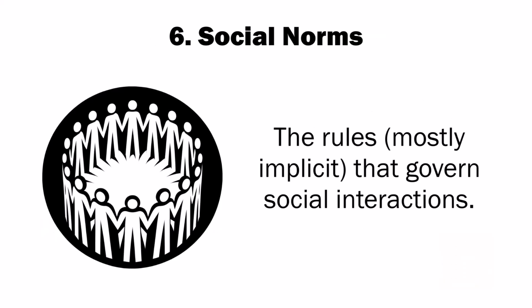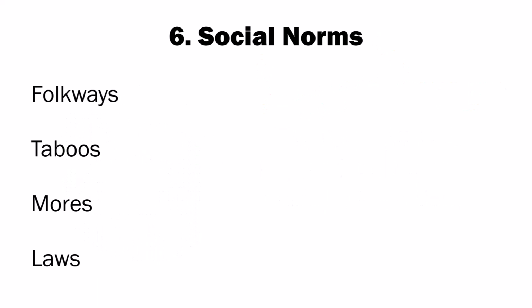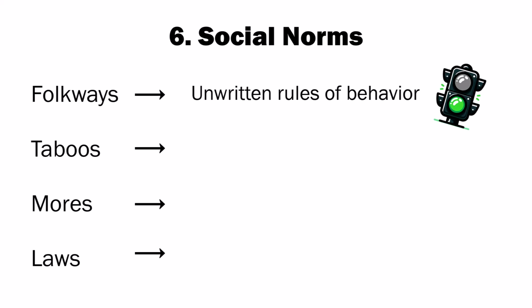Our next key term is social norms. Social norms refer to all of the rules that govern behavior in society. Sociologists believe that social norms help to give structure to society and govern what we can and cannot do within any given society. To understand social norms, we can break them down into 4 different types: folkways, taboos, mores, and laws. Folkways refer to the unwritten rules of behavior that we learn growing up as kids, like making eye contact when having a conversation or not leaving the table until everyone else has finished eating.